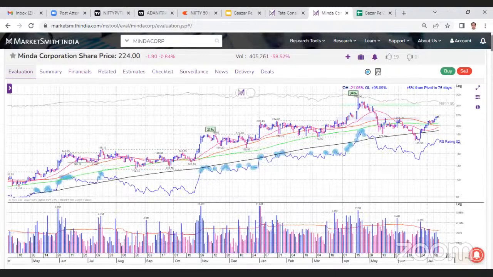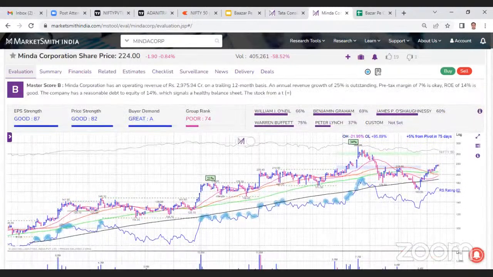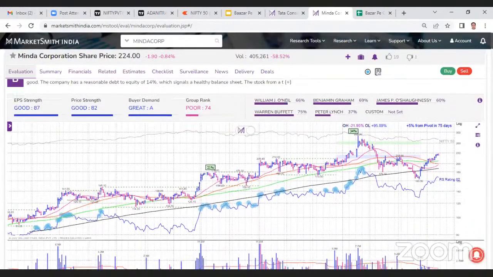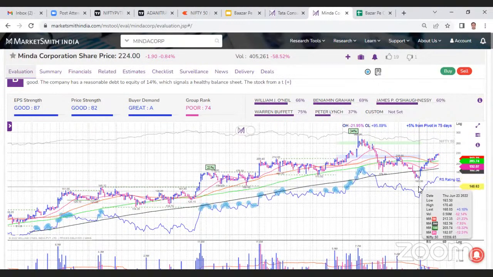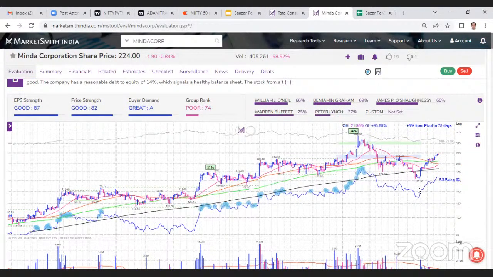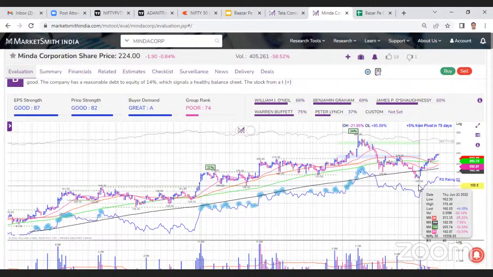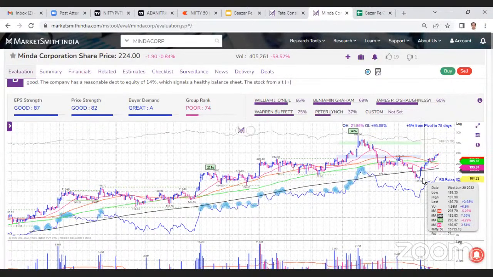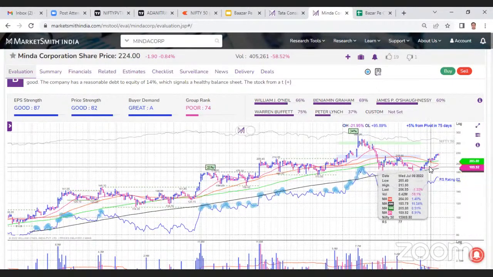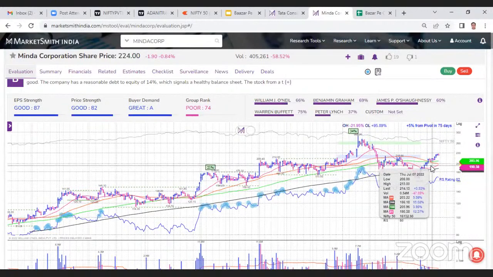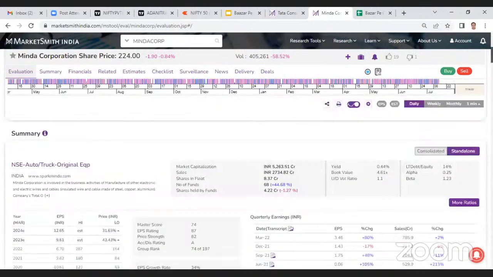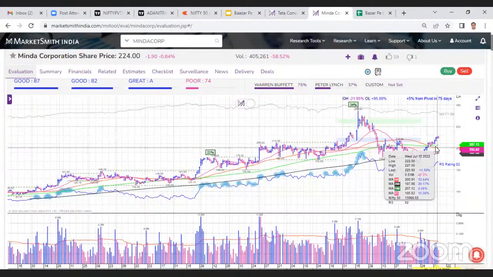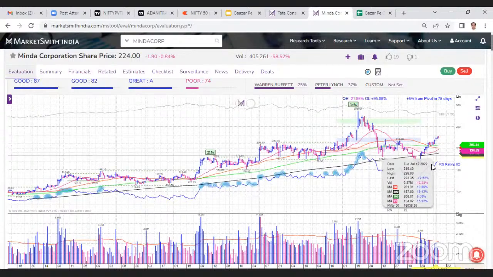So Minda Corp is looking good on the chart. The stock breached its 200 DMA and formed a low around 153, and from then onwards it reclimbed its 200 DMA, and gradually crossed all its respective moving averages, and it is trading higher. So the stock is looking good and attractive as well.